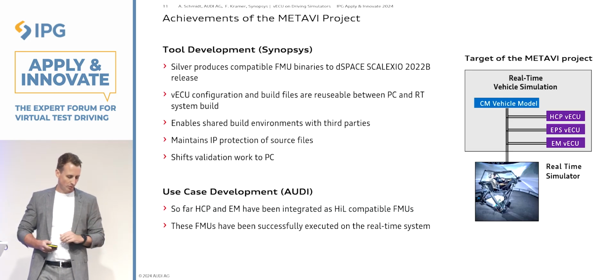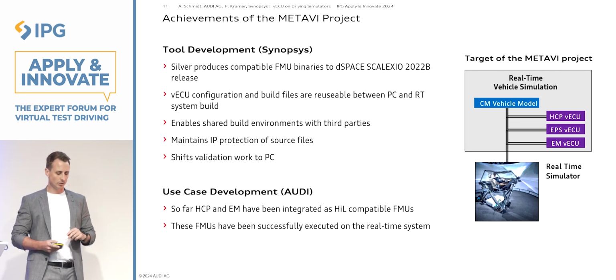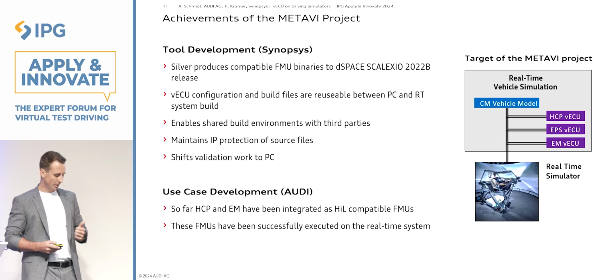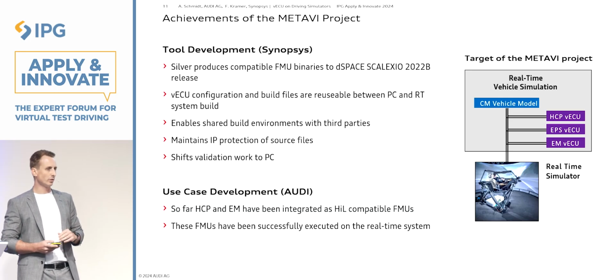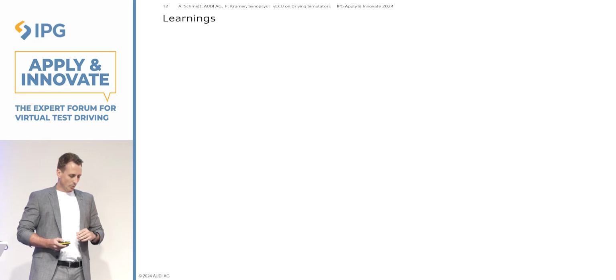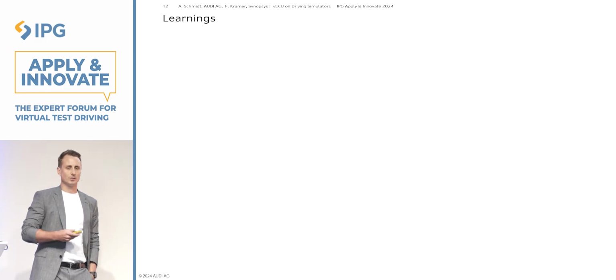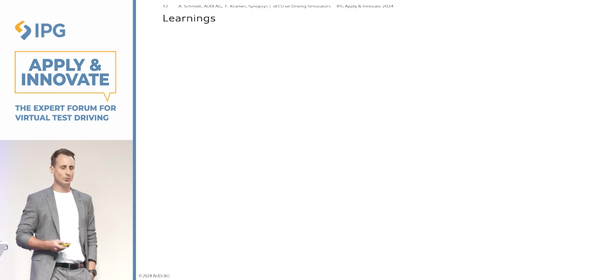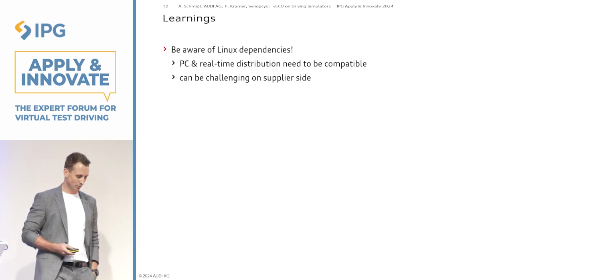On the use case development side, we managed to integrate two ECUs in the real-time simulator. One was quite a big one, an HCP ECU, and one a tad smaller, an electrical machine. Both of them have successfully been executed on the real-time system. We also got a couple of learnings, because by now it sounded super easy: the HIL supports Linux, we support Linux, the HIL supports FMI, we do. So what did you actually do?